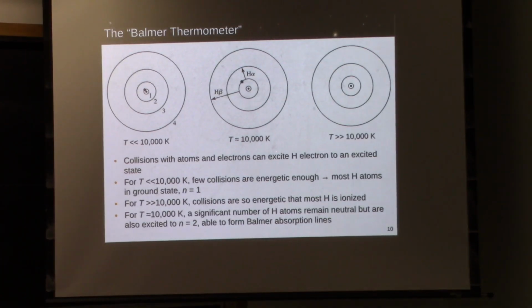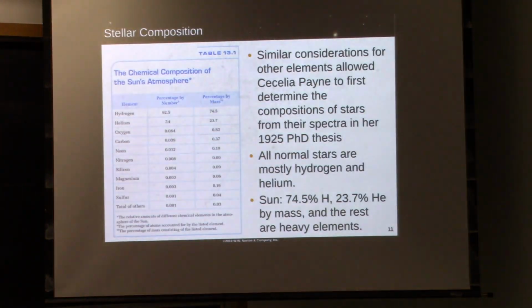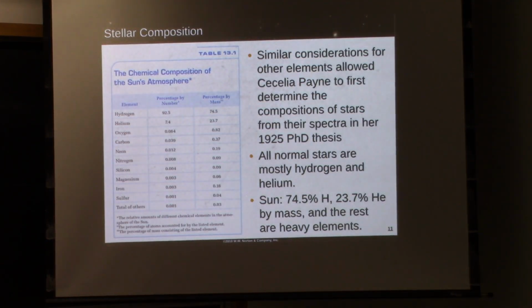What questions do you have? Okay, I forget if there's anything else here. Yeah, okay, why not? So, similar considerations for other elements allowed Cecilia Payne to first determine the compositions of stars from their spectra in her 1925 PhD thesis. All normal stars are mostly hydrogen and helium. For our sun, by mass, not by number of atoms, but by mass, 74.5% hydrogen, 23.7% helium, and the rest is heavy elements, about 2% of heavy elements.